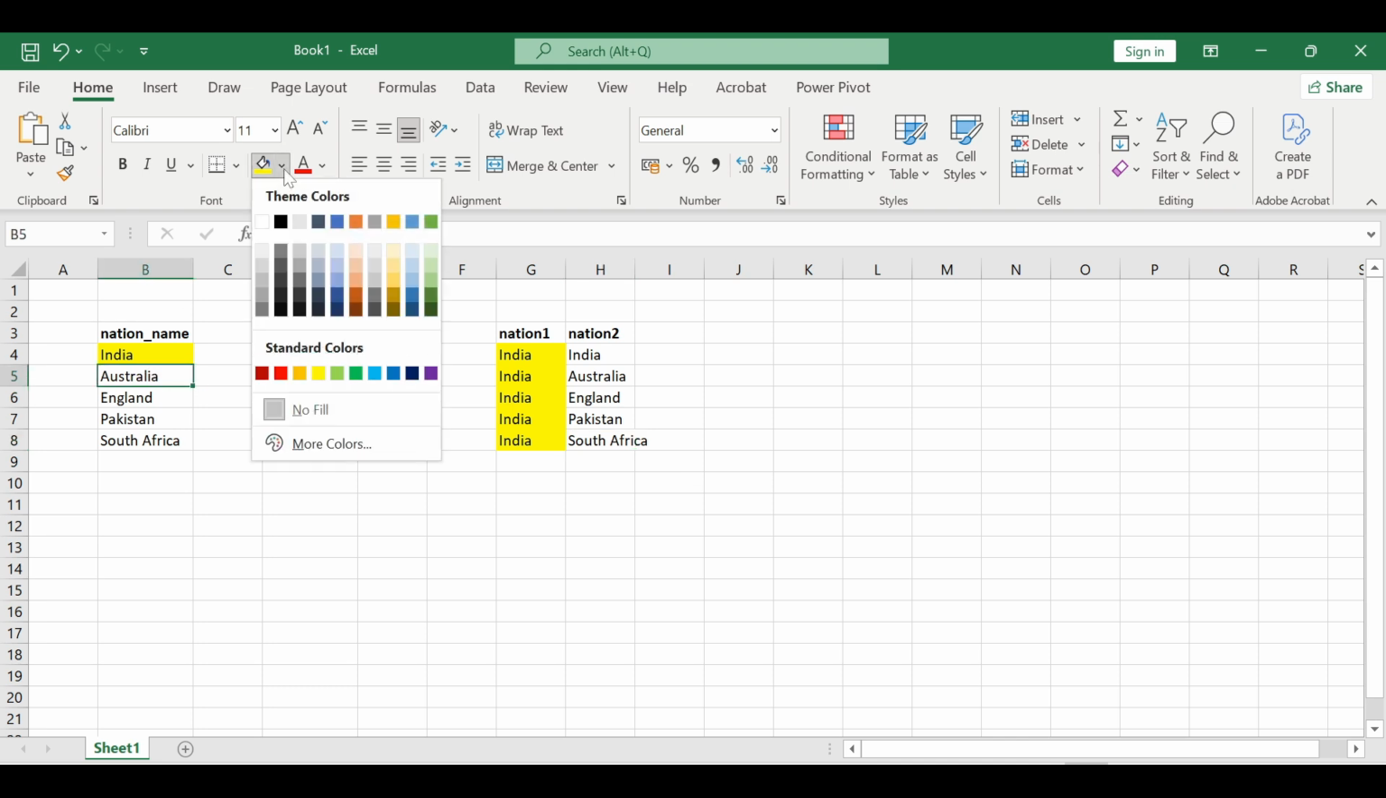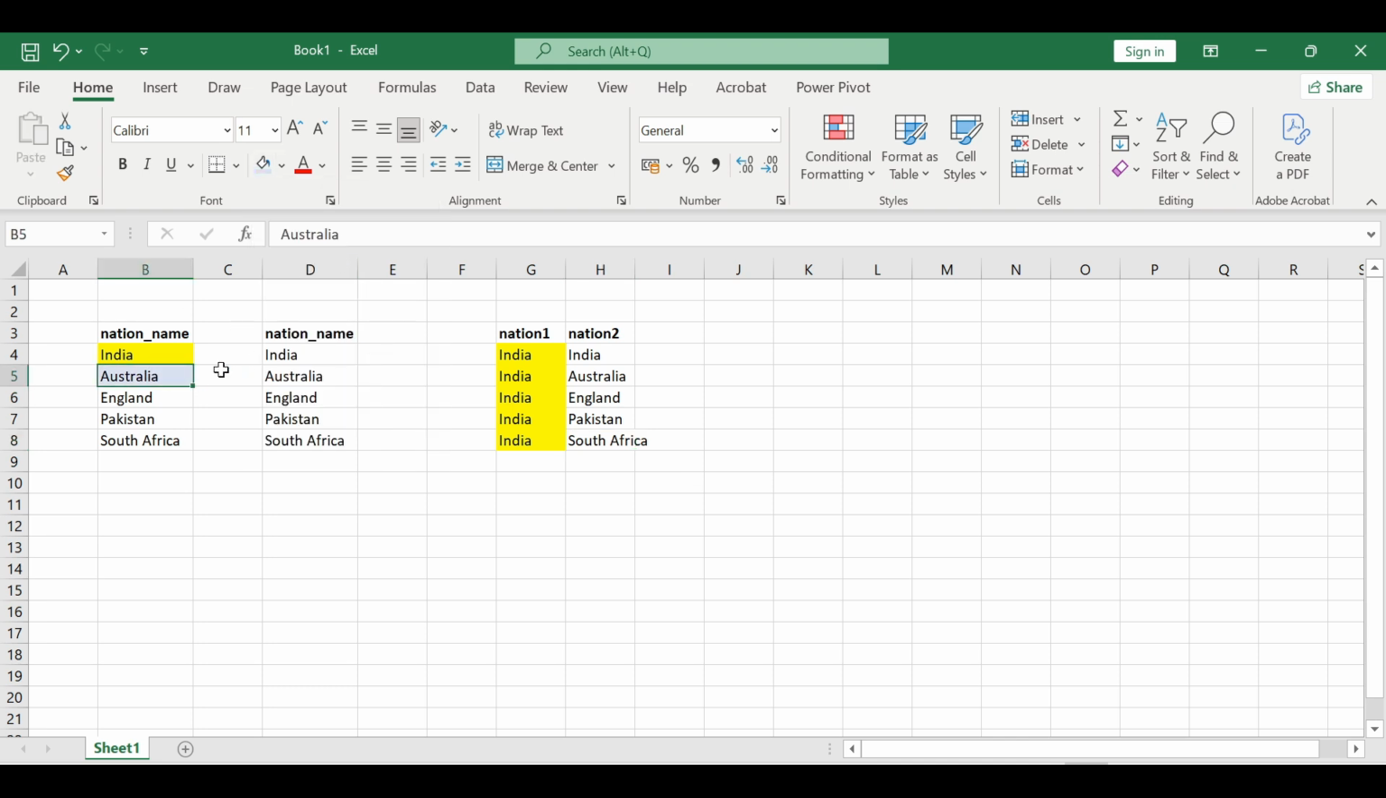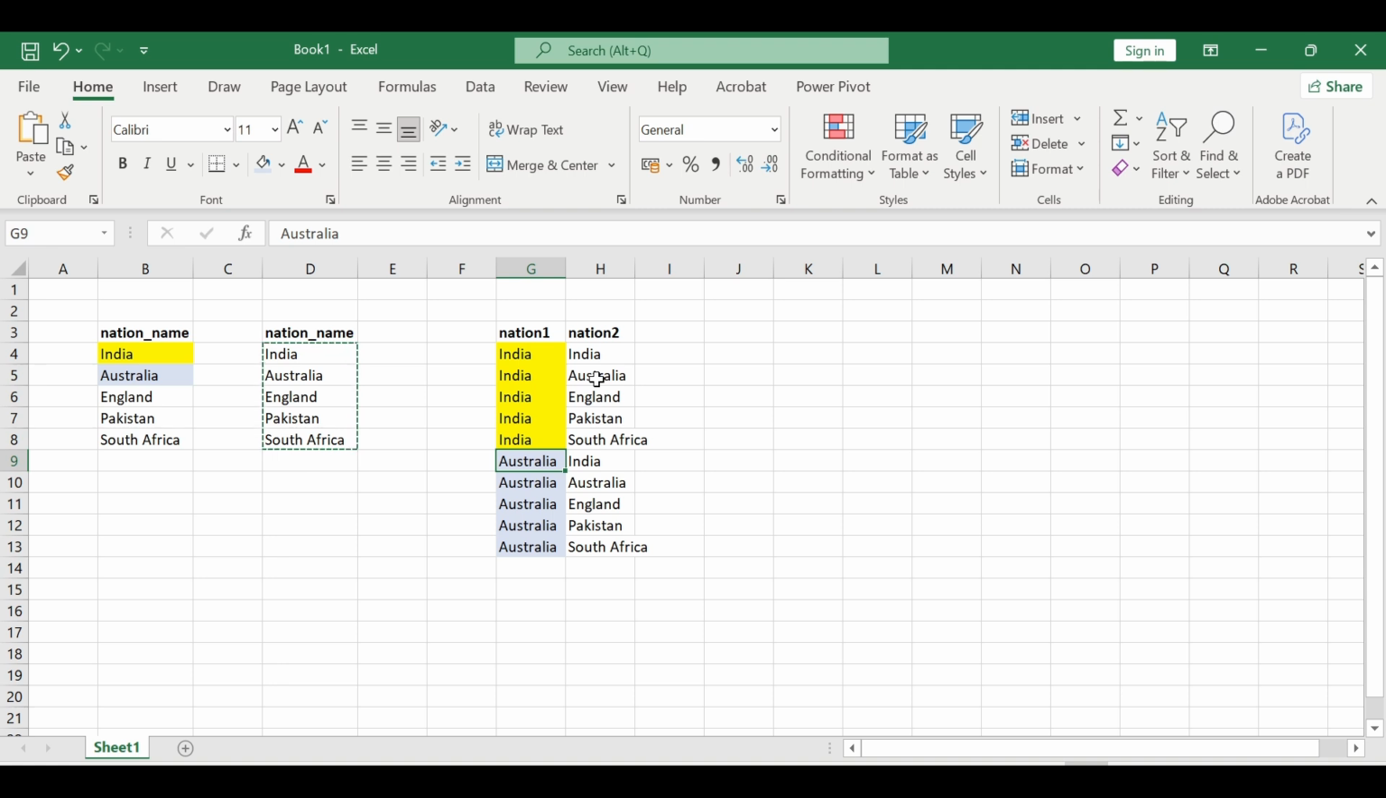Now if we look at Australia, what will happen? Similarly, Australia will also join with all the nations. So you will have Australia occurring 5 times here and it will join with all these 5 values. We can paste it here. So Australia will join with India, Australia, England, Pakistan and South Africa. Similarly, other countries will join with all these 5 nations. Now this is what the cross join gives us.